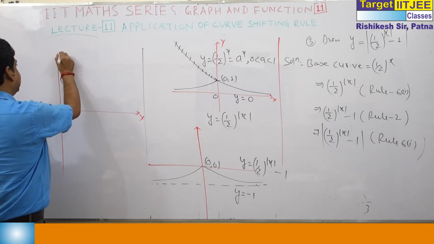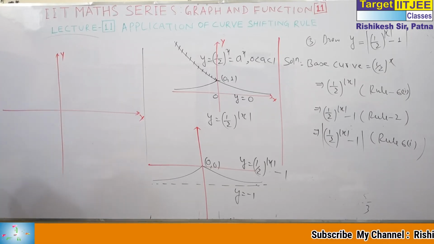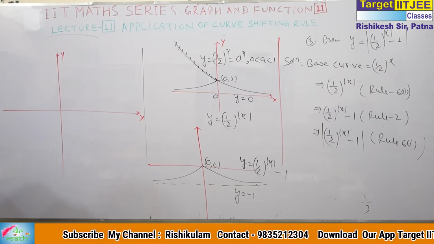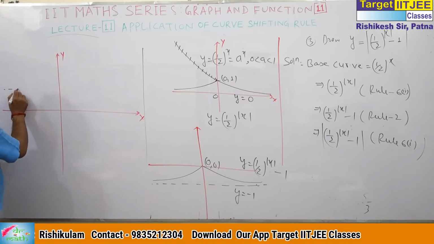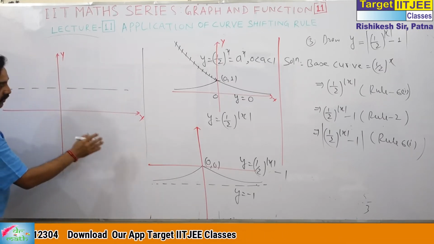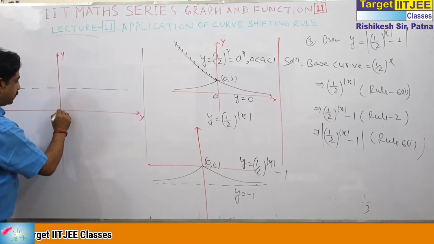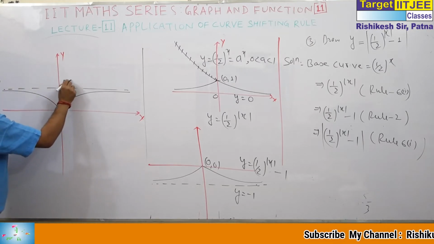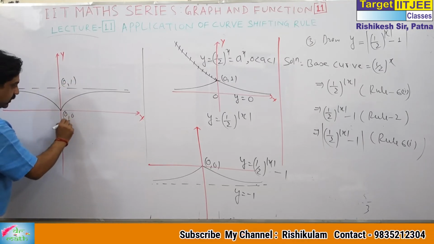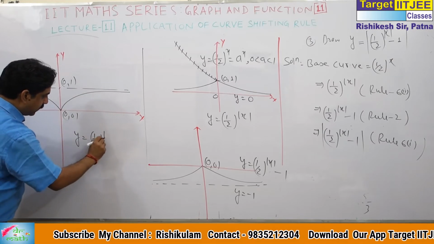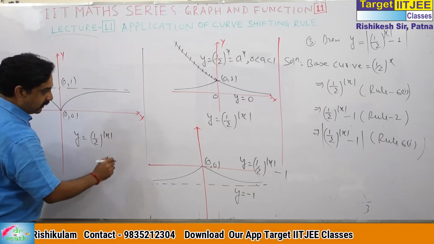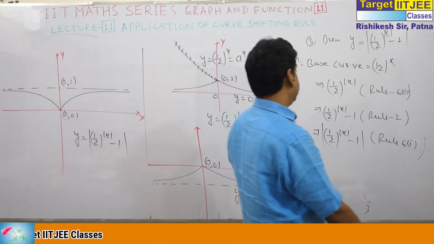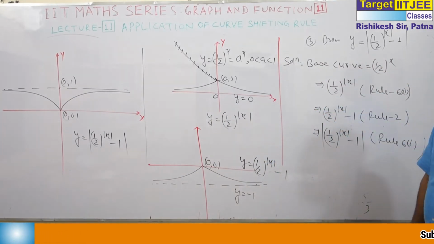The final one will be like this. You have to take the modulus of the complete graph, which means the negative part becomes positive part. This will be like this: 0, 1, 0, 1, 0, 0. This is the final graph, 1 by 2 to the power mod x minus 1. This is the graph. Final.